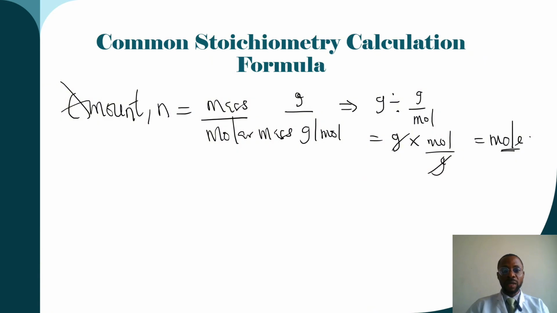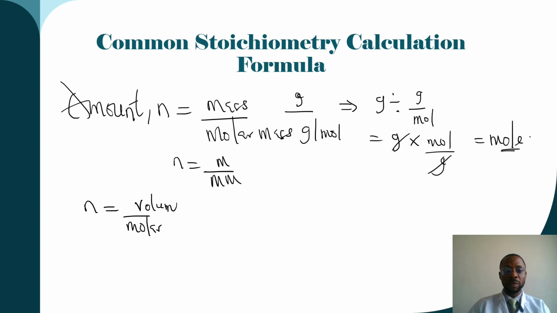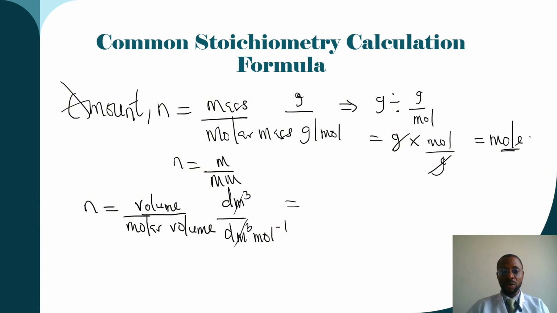So amount N can now be written as N equals M for mass over molar mass, which we can represent by Nm. Another expression for amount: N can also be given as volume over molar volume. The molar volume has a unit of dm cube per mole, so volume over molar volume is dm cube over dm cube per mole. If you rearrange this, you observe that dm cube divides dm cube, and you result in mole, which is the unit for amount.